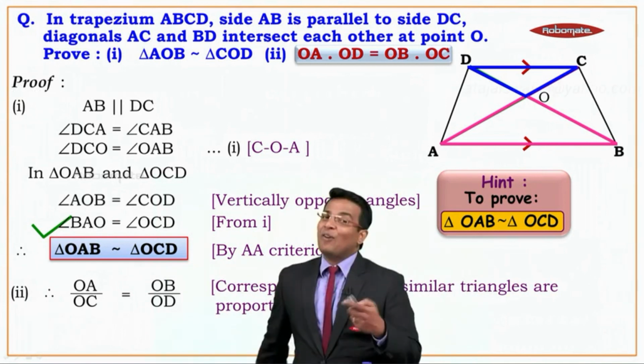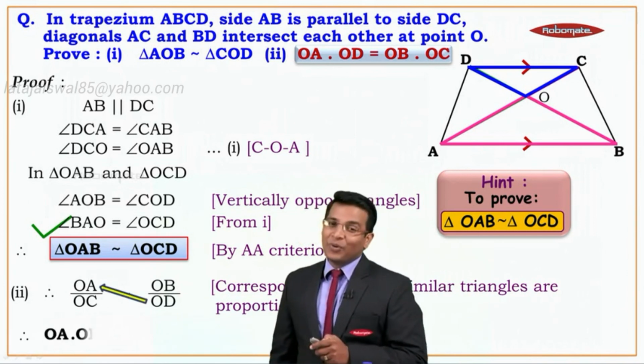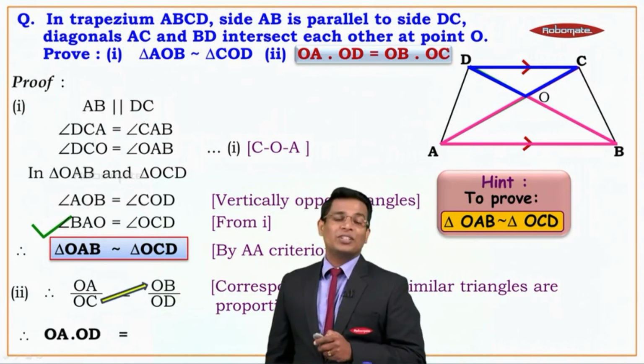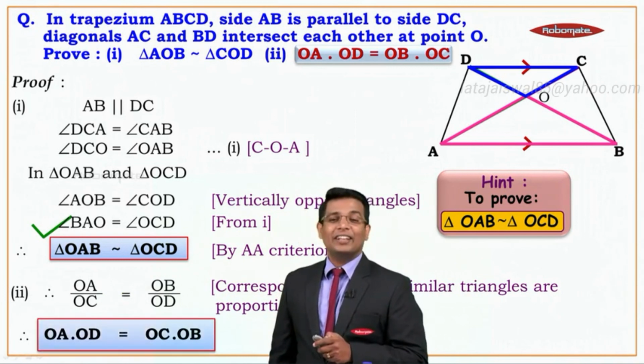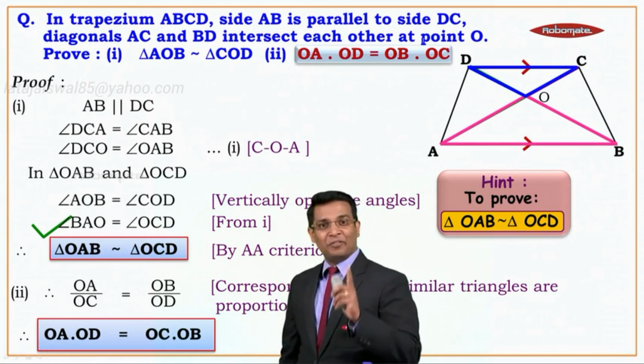We got this. Now what we do is the cross multiplication. So we get OA into OD is equal to OC into OB, and we get the second part of the proof also done. Wasn't this easy? Very simple, but a very important sum.